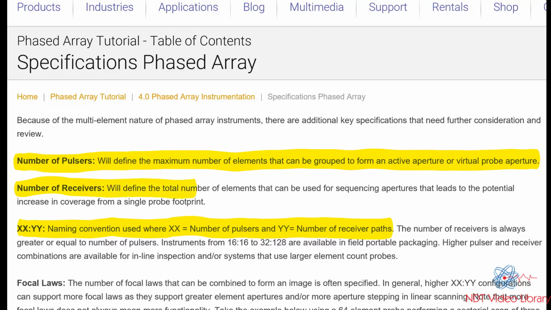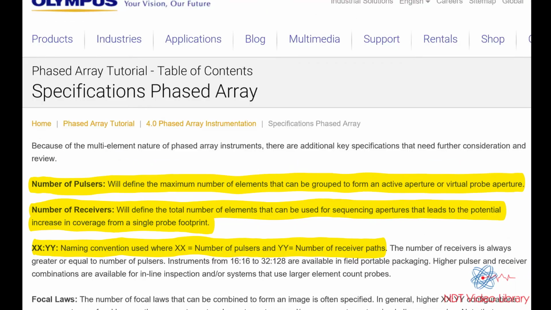The number of receivers defines the total number of elements that can be used for sequencing apertures, which leads to a potential increase in coverage from a single probe footprint. Also, remember this: the number of receivers, YY, is always greater than or equal to the number of pulsars, XX. Typically it is 16/16 or 32/128.